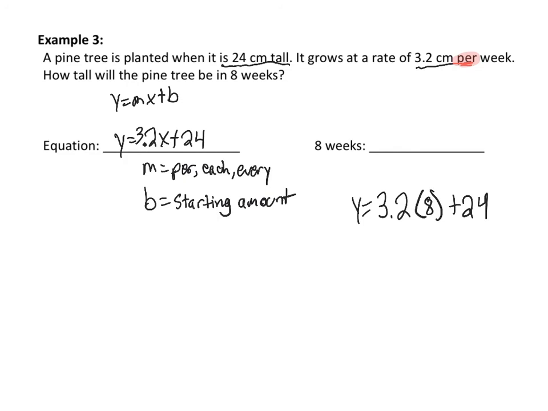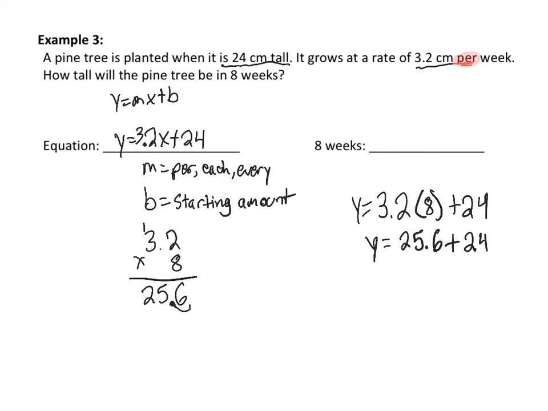Now we need to multiply 3.2 times 8. Do that over here to the side. 8 times 2 is 16, carry the 1. 8 times 3 is 24, plus 1 is 25. There's one decimal, so I have to move that decimal place one time. So I get 25.6 plus 24.